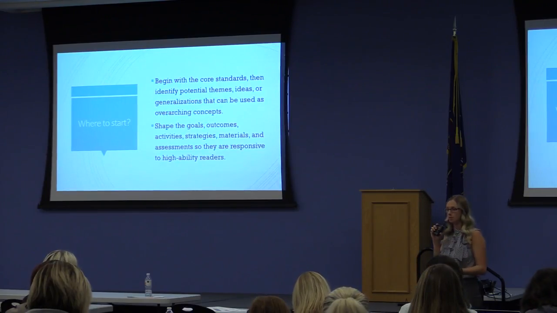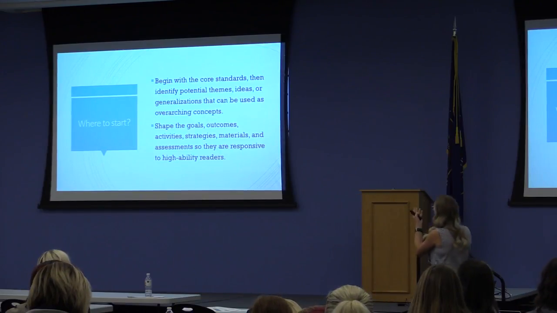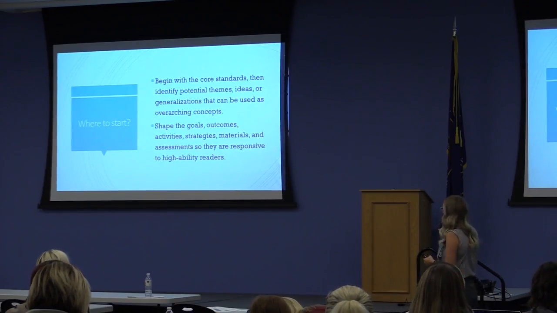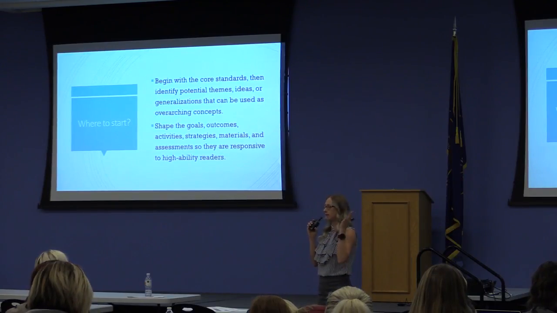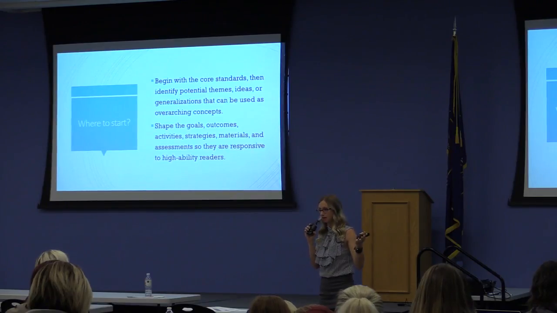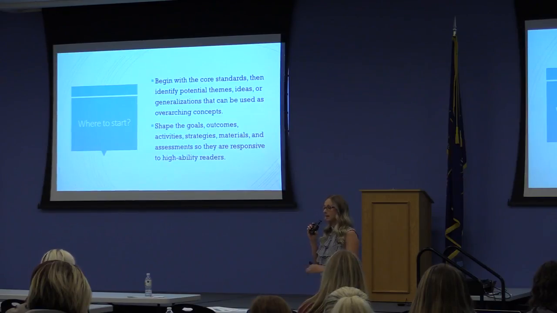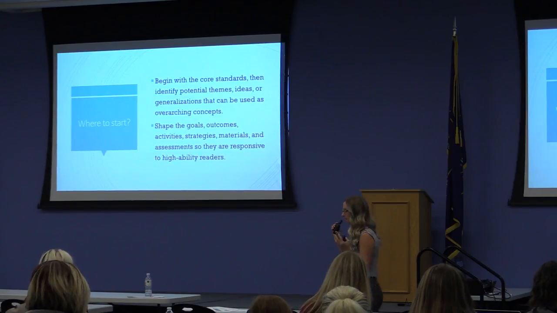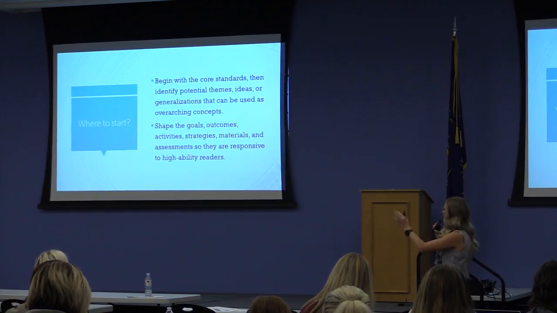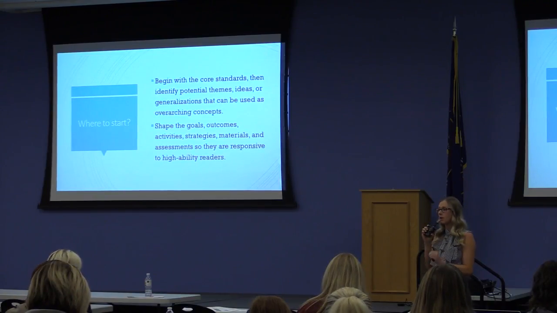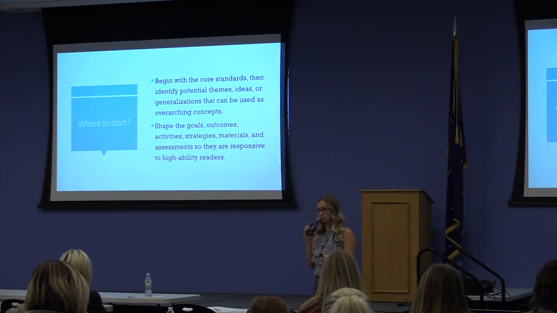So where to start? We'll begin with your core standards, and I don't just mean for ELA. So when you're looking at that, you're identifying potential themes and ideas and generalizations that can be used for kind of overarching concepts. So for an example, like respect could be one. When you're thinking about respect, that can go across content levels, right? And it can be a theme that you're working on in a more cognitive manner. And then shaping the goals and outcomes and activities, strategies, materials, all those things that you're using, and making sure that all of those pieces, not just one, but all of those pieces are responsive to your higher ability students.